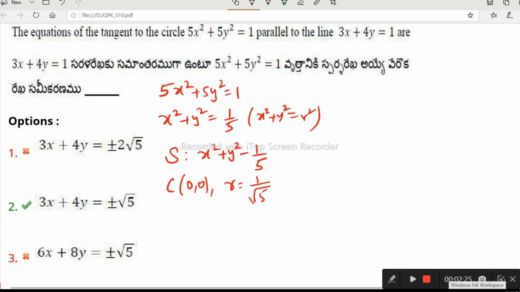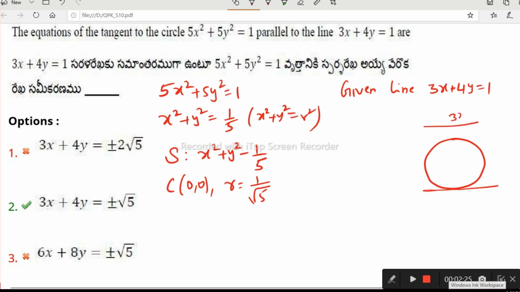The center and radius are known. Now what is the given line? The given line is 3x plus 4y is equal to 1. The tangent must be parallel to this. Suppose I draw the figure like this. This is a circle. So we want the tangent line to be parallel to the line 3x plus 4y is equal to 1.